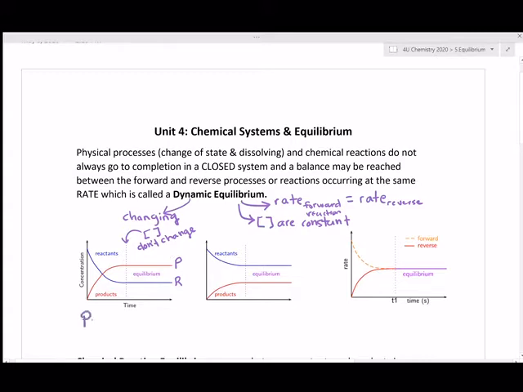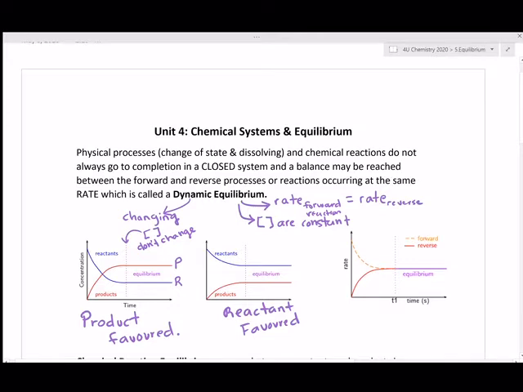So we would call this particular reaction product favored. And that is usually what we're going for. We're trying to make more products. Chemists spend their entire careers looking for ways to get the most product they can out of reactions. Now, in this case, we ended up with more reactants. So this is going to be called reactant favored.